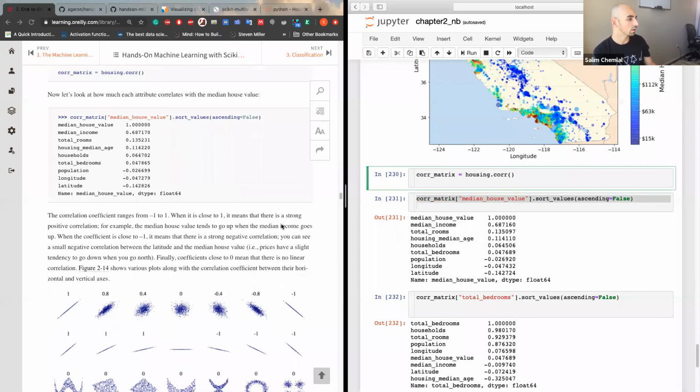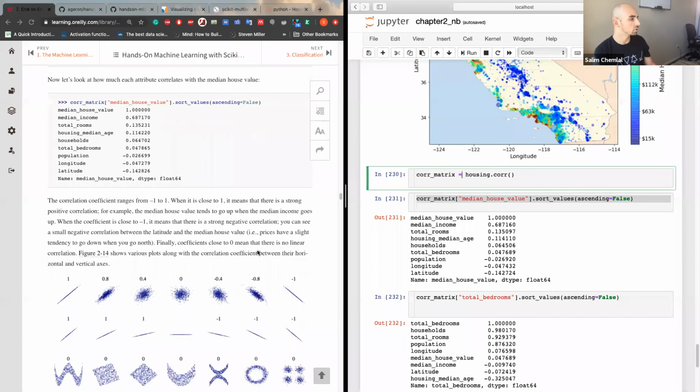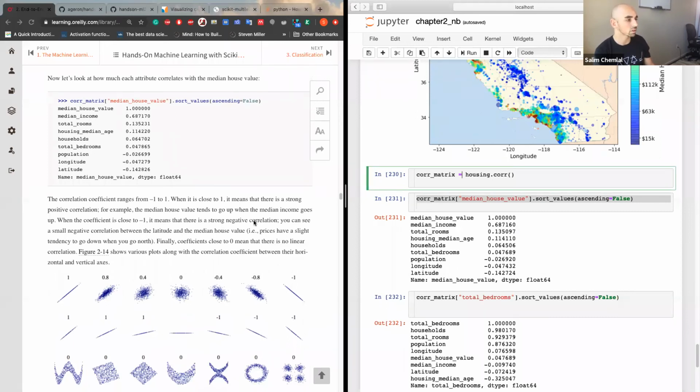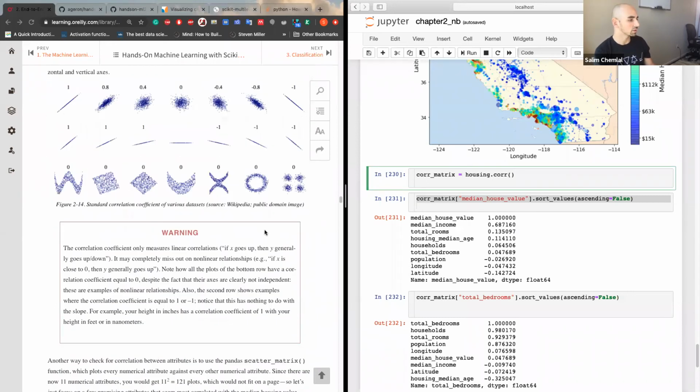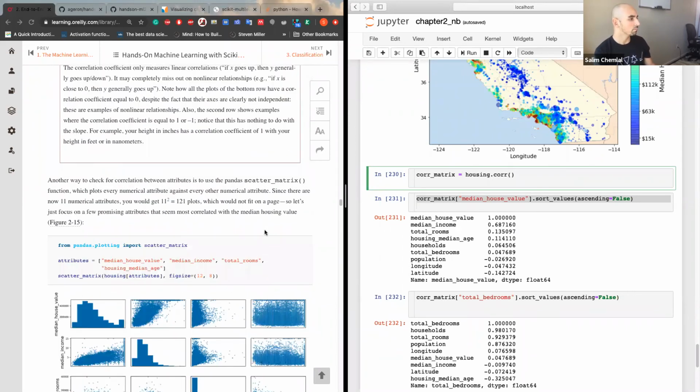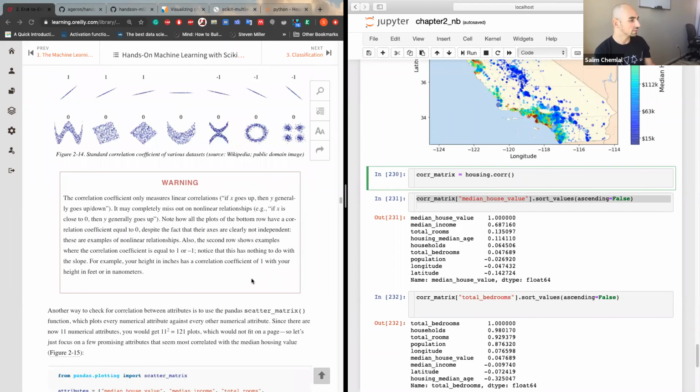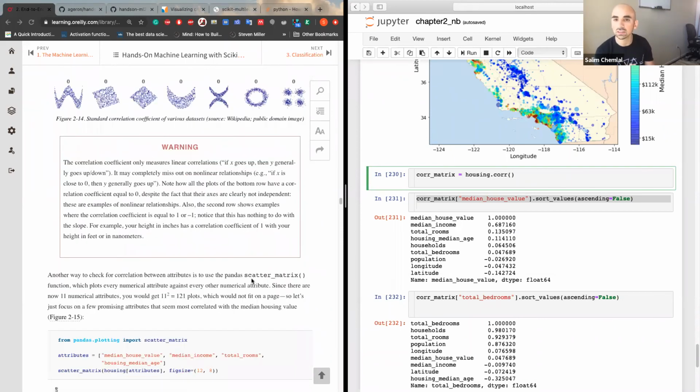Okay, cool. So 1 and -1 usually means there is either a strong negative correlation or a strong positive correlation. When it's around 0, there is no correlation there. Okay, so this covers that. Any questions up to this point?